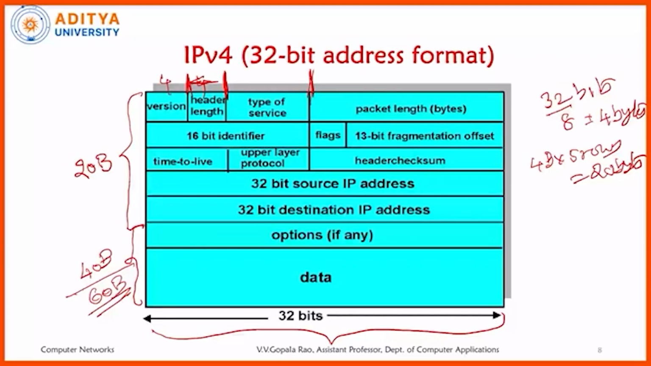That means this particular fragmentation is purely for the sake of the comfort of actually conducting the transaction in a successful manner. Now let us discuss the role of each and every field in the case of the IP version 4 header format.